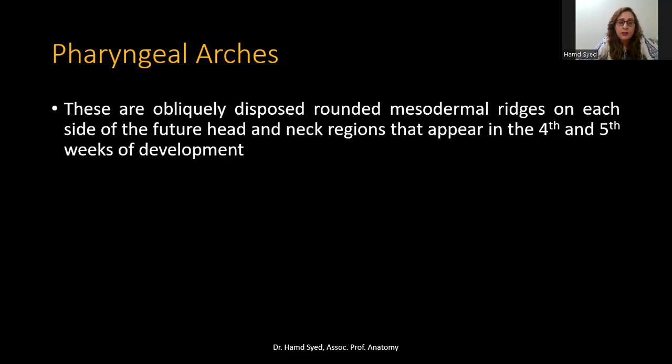Let's start by discussing the pharyngeal arches. Whenever you look at an embryo in the early stages of development in the intrauterine life, on the external surface of the embryo, you will see in the developing region of the neck, there will be obliquely disposed rounded mesodermal ridges on the side of the head. And these ridges, which have appeared in the head and neck region, are known as pharyngeal arches. And their appearance is in the 4th and 5th weeks of development.